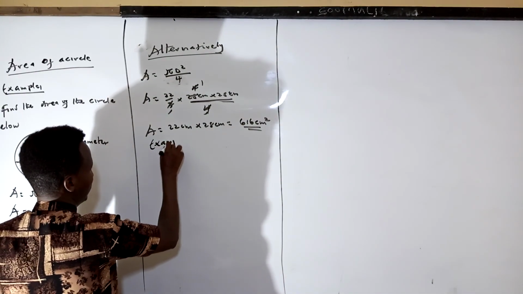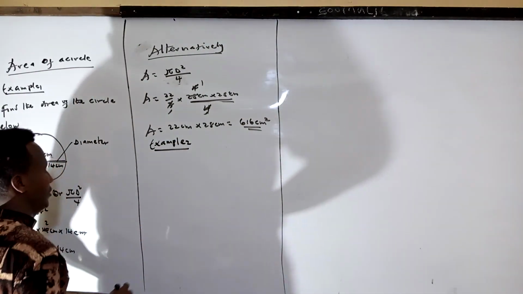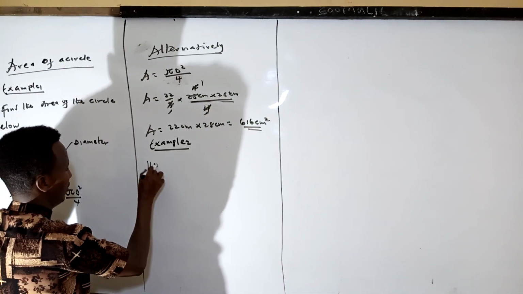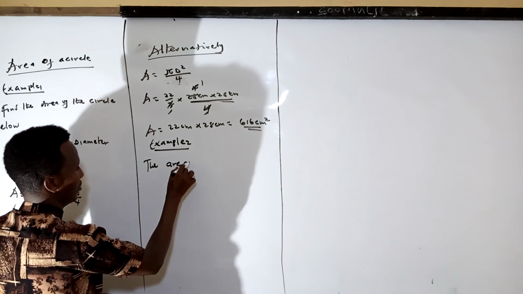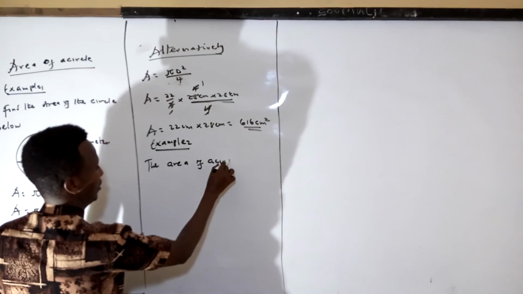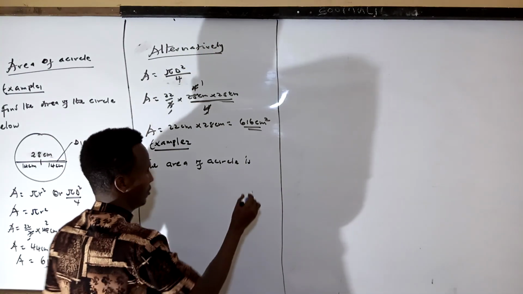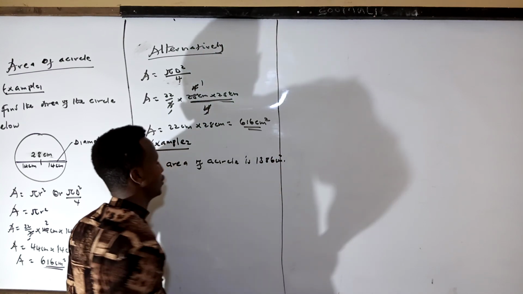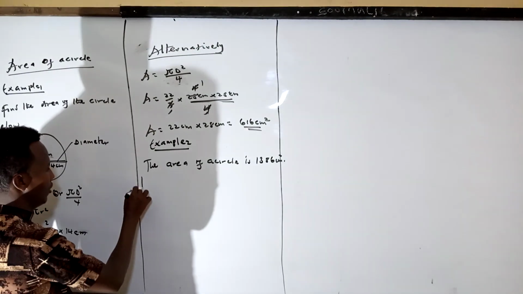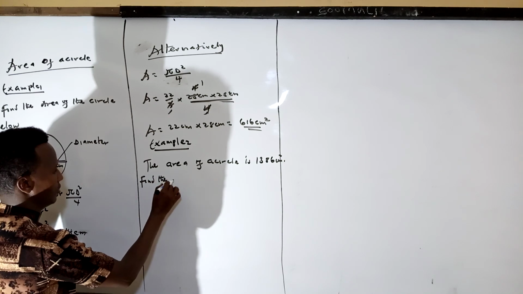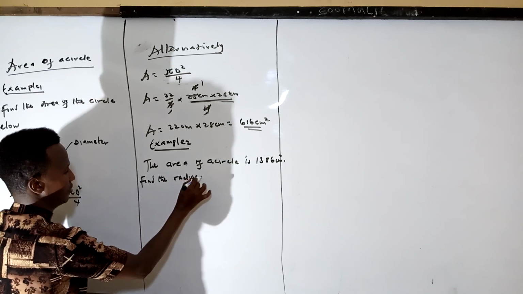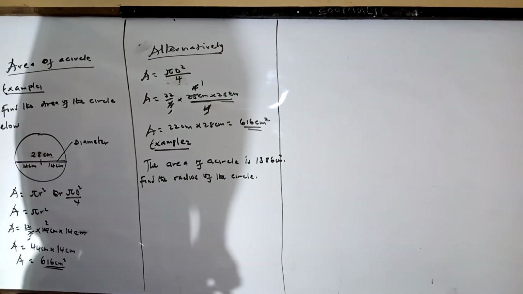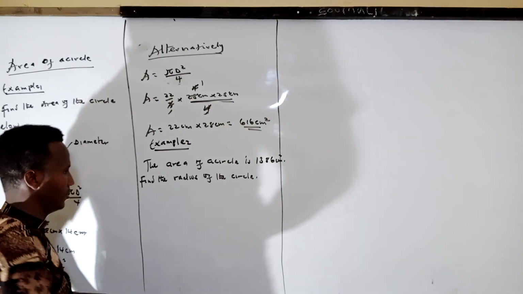Example 2. Let's say the area of a circle is 1386 centimeters squared. Full stop. Then you're told to find the radius of the circle.